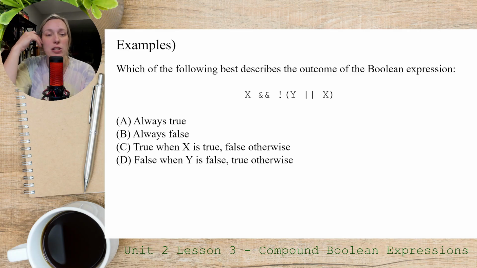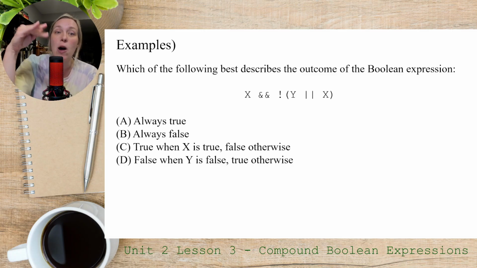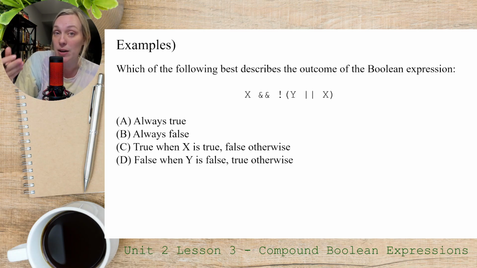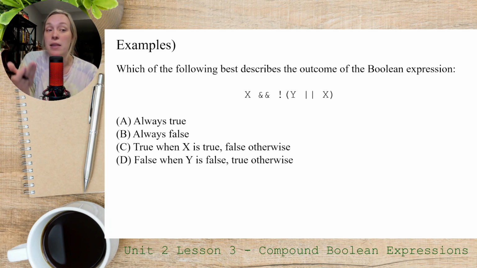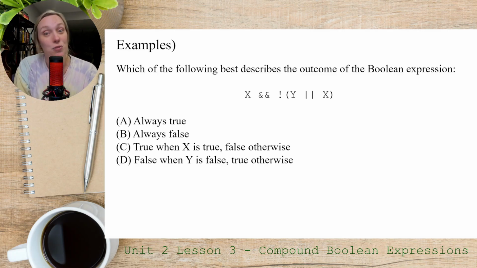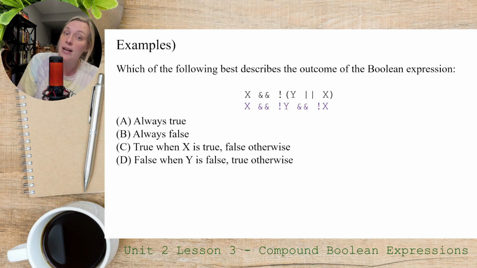Which of the following best describes the outcome of the Boolean expression? Again, notice how X and Y don't have values to substitute in. So that means we're probably going to want to use a truth table. And then notice the choices. Always true, always false, true when X is true, false when X is false. So a truth table it is. I can use DeMorgan's law to simplify, so I'm going to do that. And then, again, build up your truth table.